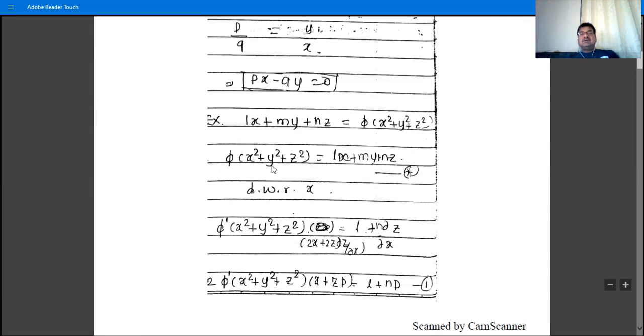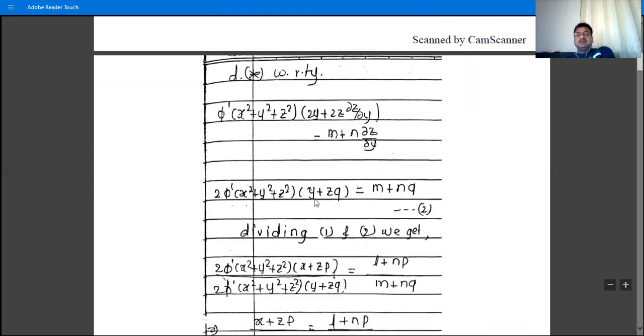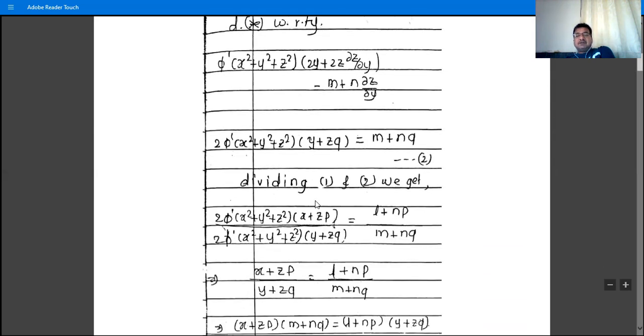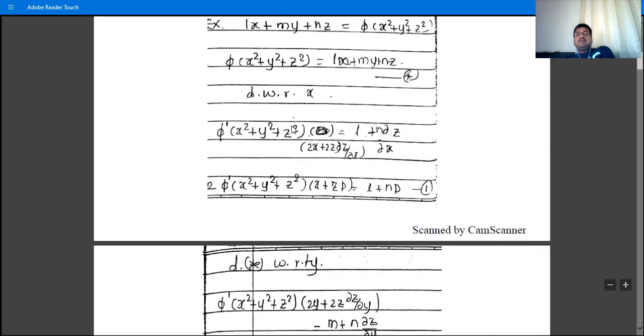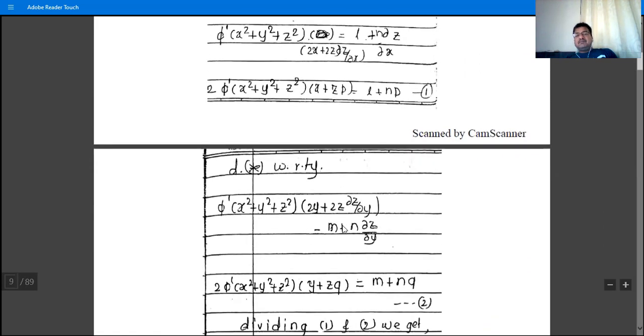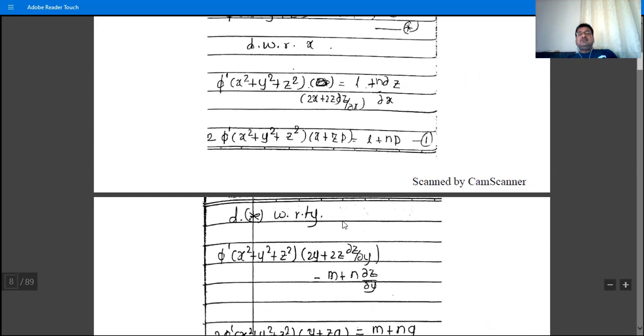So phi(x square plus y square plus z square) is equal to lx plus my plus nz. Differentiate. What is the procedure? Differentiate with respect to x and y. Now there are three variables, but we only differentiate with respect to x and y, giving equation number 1 and 2. And from equation 1 and 2, you have to eliminate the function phi by adding, subtracting, or dividing equations 1 and 2.